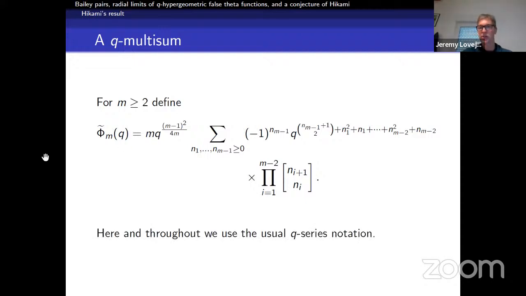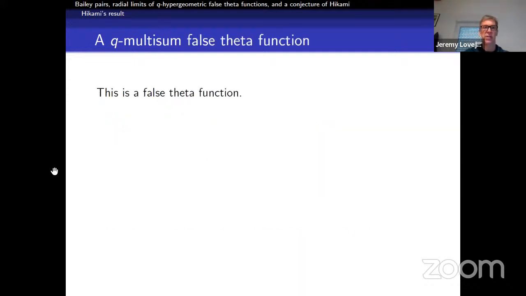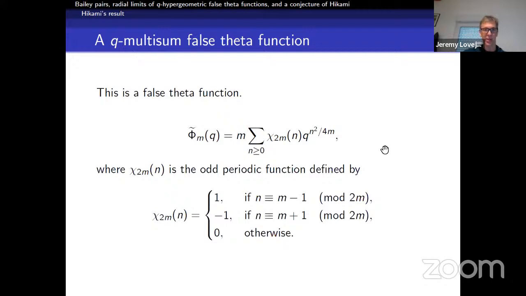Here and throughout, I use the usual Q-series notation, which I don't think I have to explain to this audience. In particular, here I have a Q binomial coefficient. So this is a Q hypergeometric multisum. It turns out this is a false theta function. What do I mean by that? Here's the identity: phi sub m tilde of q is equal to, well, here's this constant m again, times the sum of chi sub 2m of n, q to the n squared over 4m. And this is why we had this factor of q out front. It all comes into this expression.